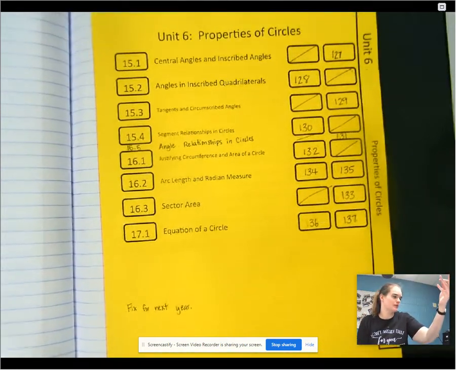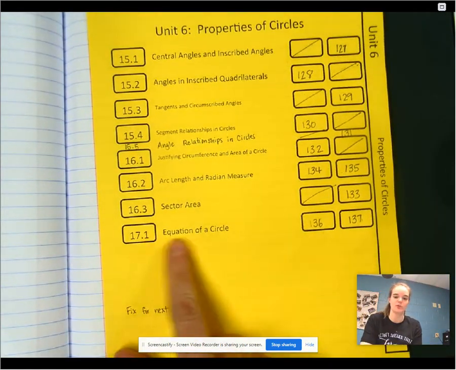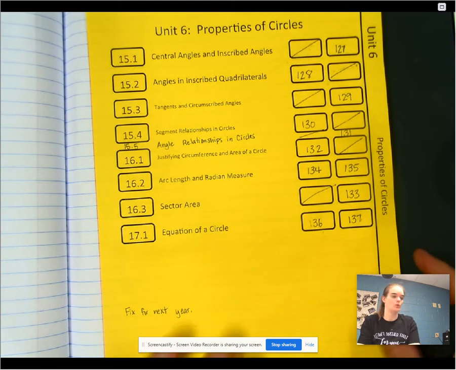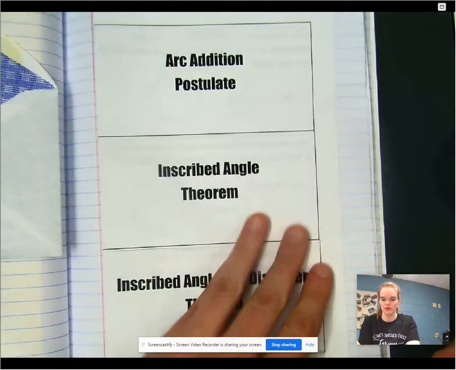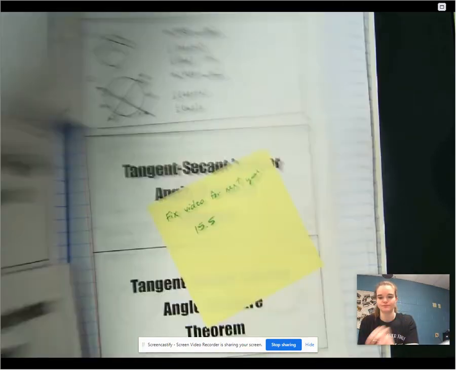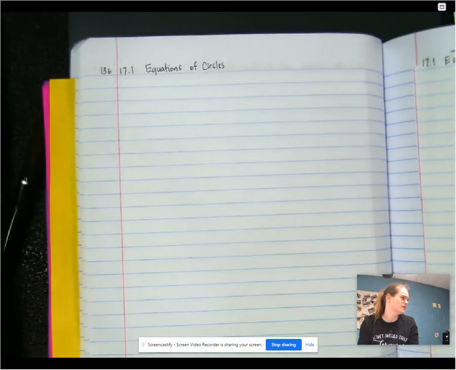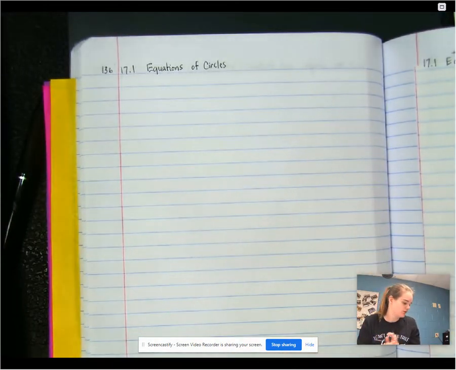Alright guys, we're on the last properties of a circle lesson, and that's 17.1 equation of a circle. That is on pages 136 and 137. Okay, so we're going to go ahead and label those, 136 and 137. We're going to glue something on both of these in a little bit.